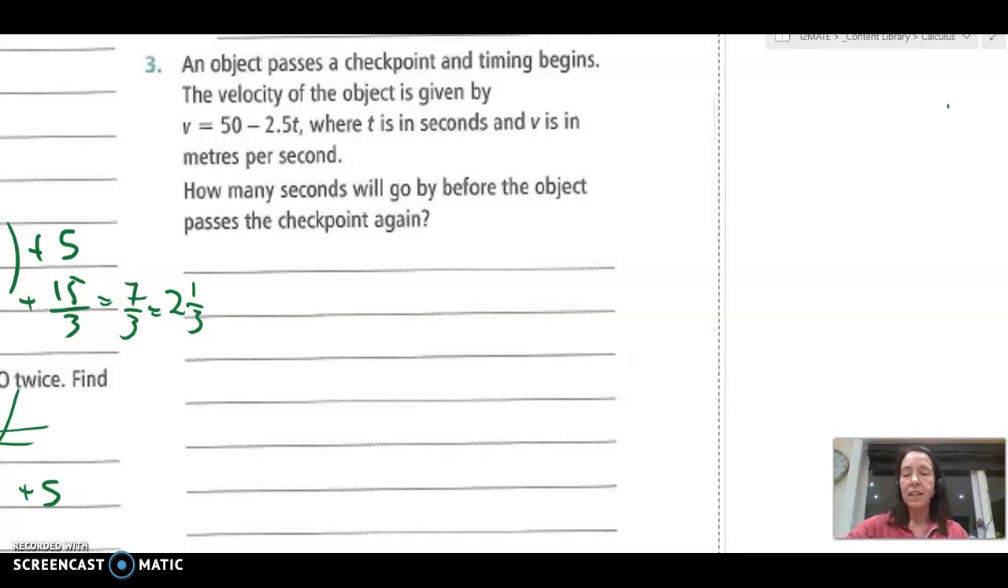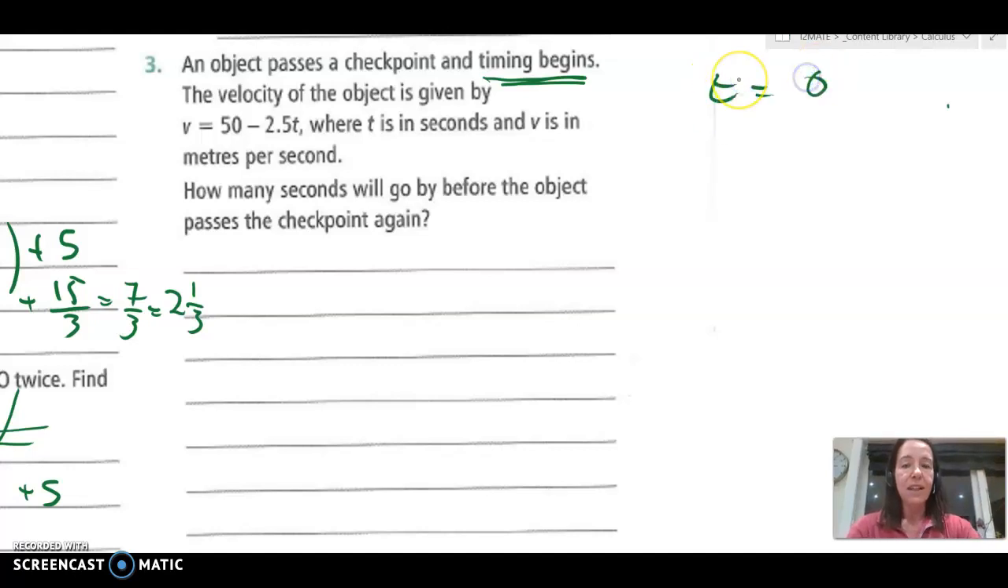So let's just start from the beginning. An object passes a checkpoint and timing begins. So if the timing started at the checkpoint, at that checkpoint, t equals 0. And if we're talking about distance, that would mean that when the distance is 0, the time is 0. So velocity of the object is given by that. Oh, very good. How many seconds will go by before the object passes the checkpoint again?